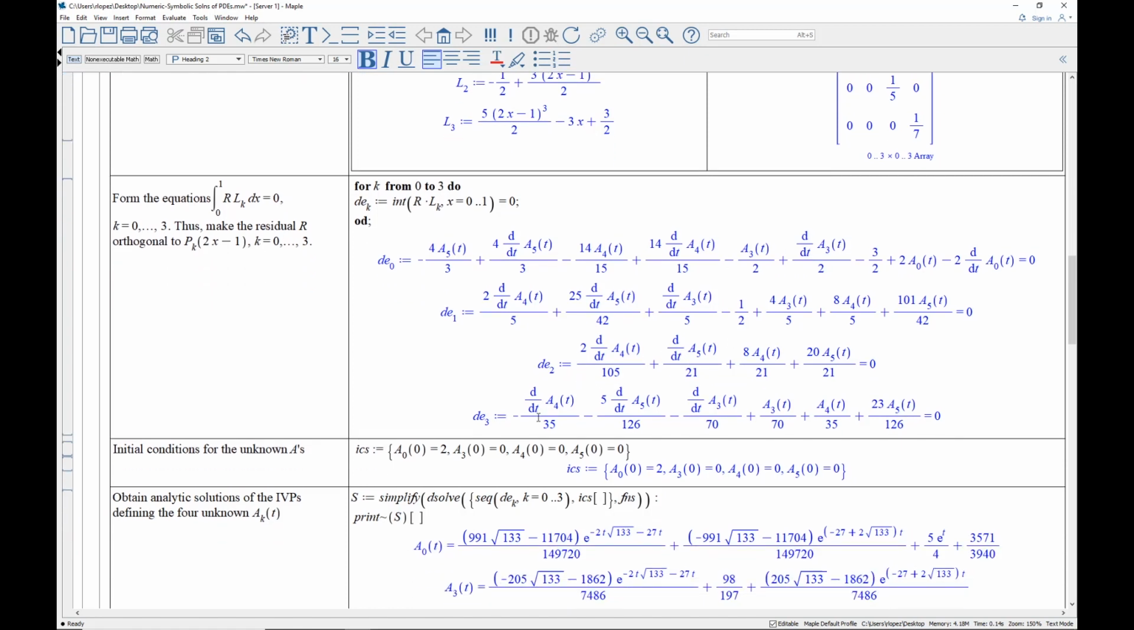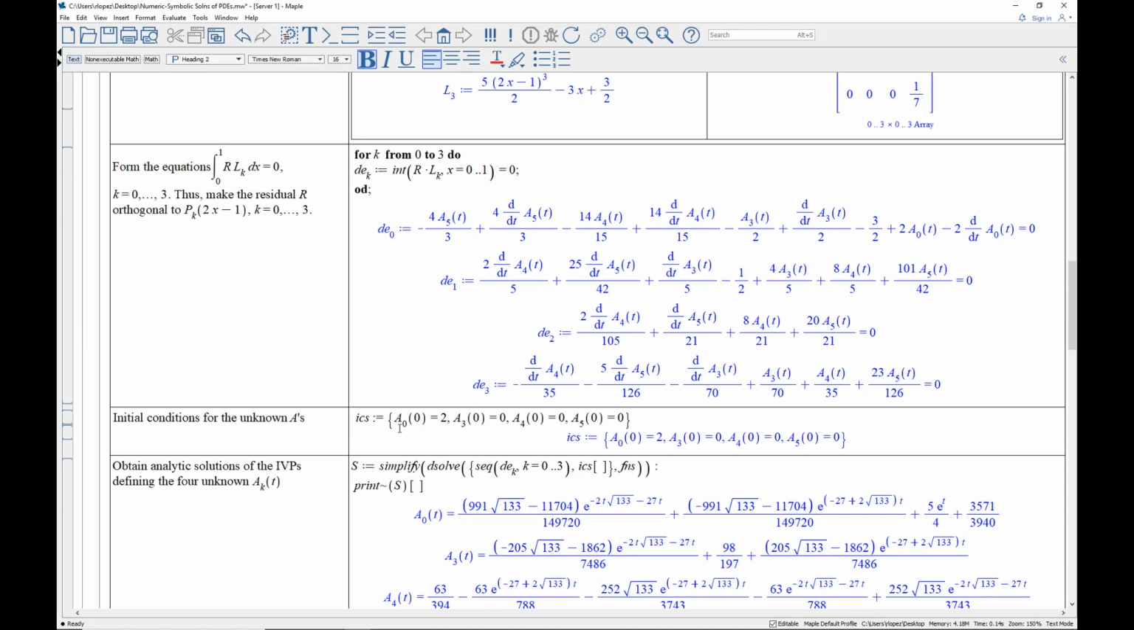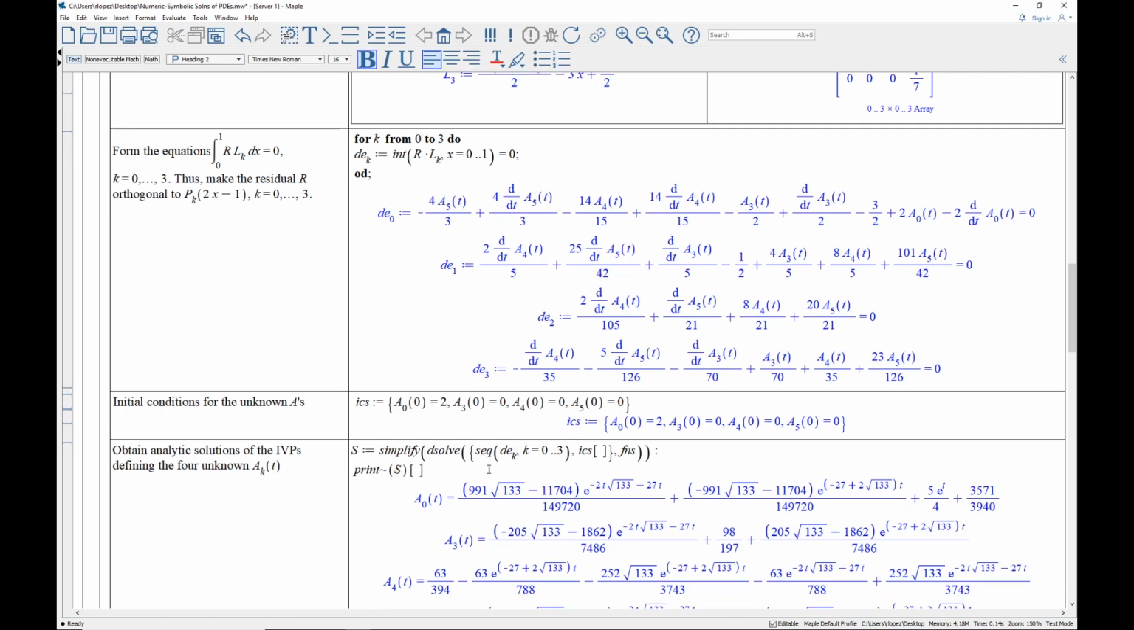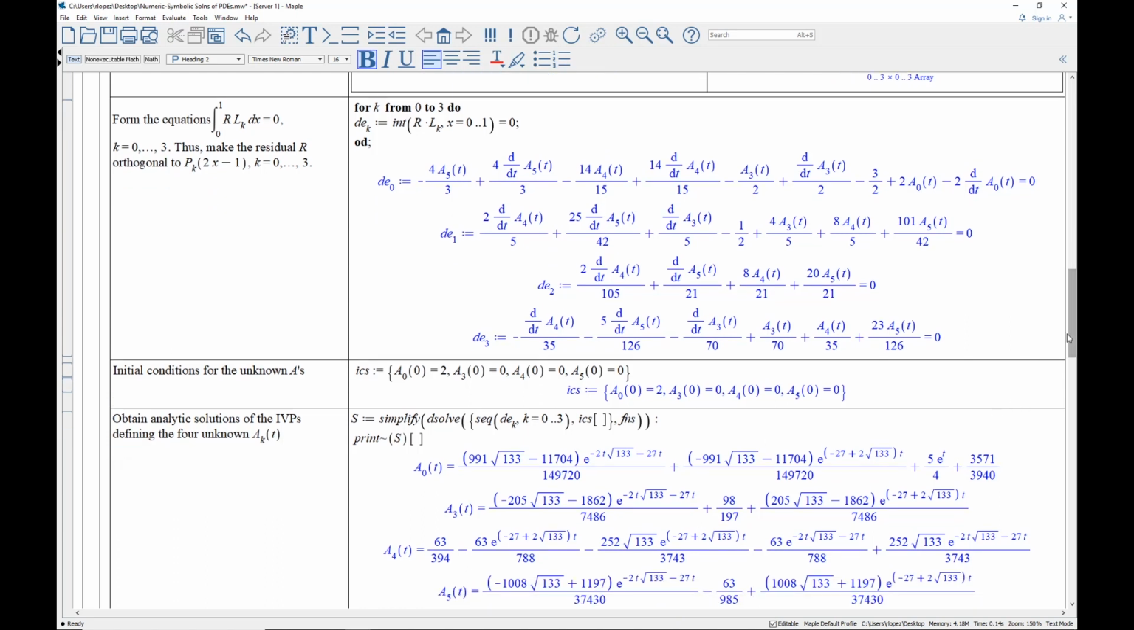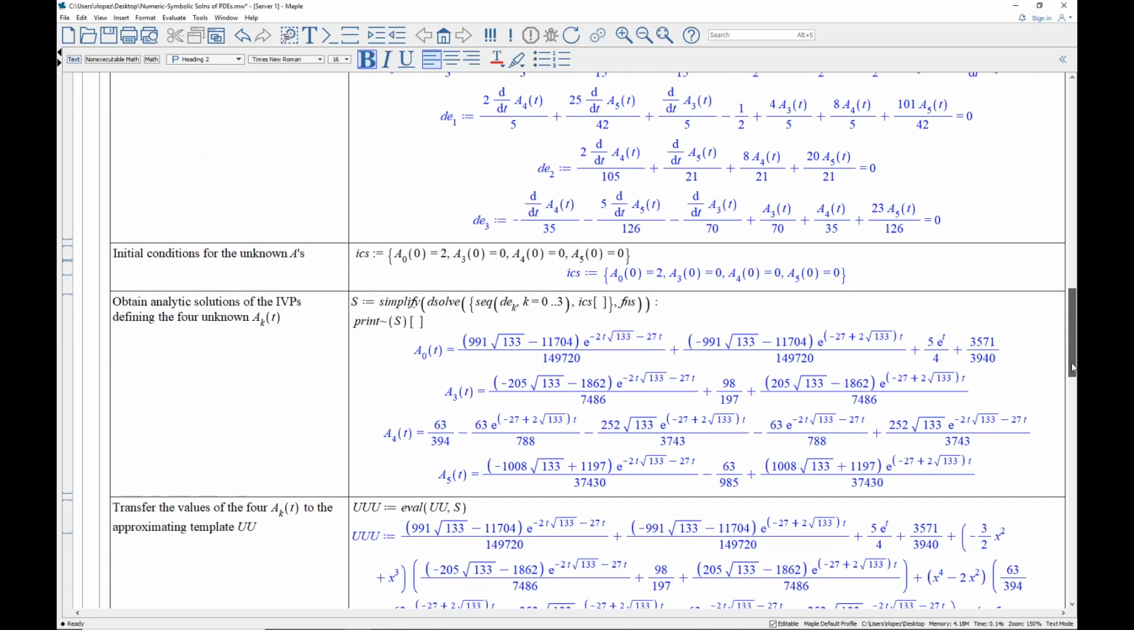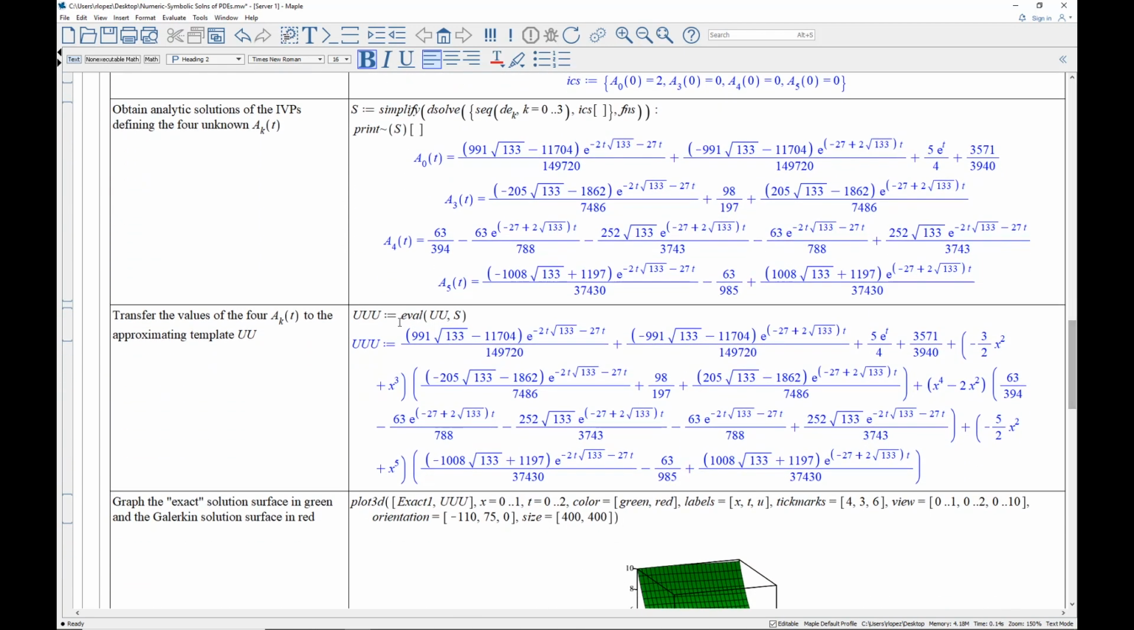You need initial conditions. So we'll let A0 initially be 2, because of the constant value for the initial function, and the other ones we take as 0. So now we have a system that we can hit with DSolve, and in this instance we actually got exact solutions for A0, A3, A4, and A5. Put those into the template function. This is what it looks like.